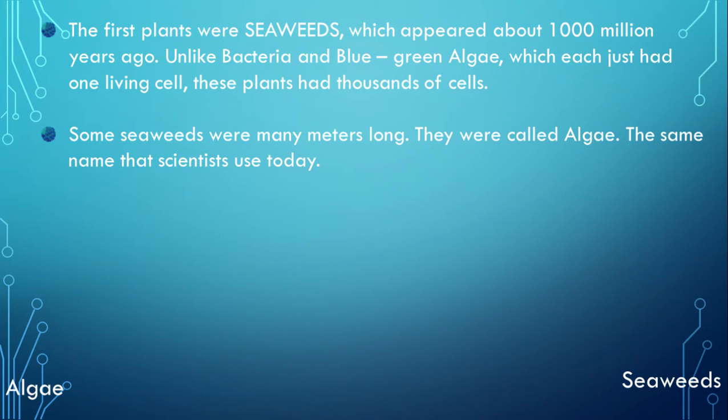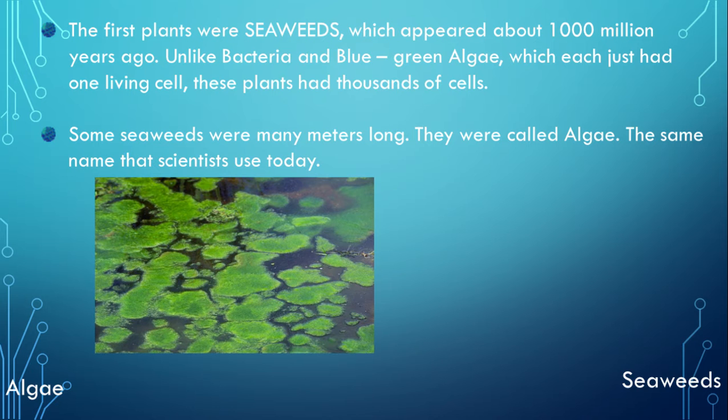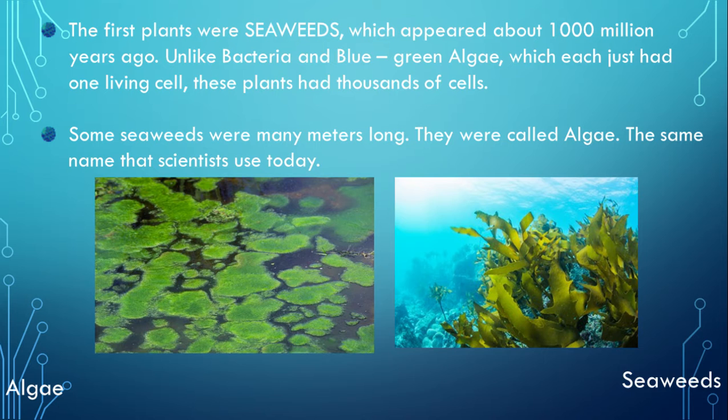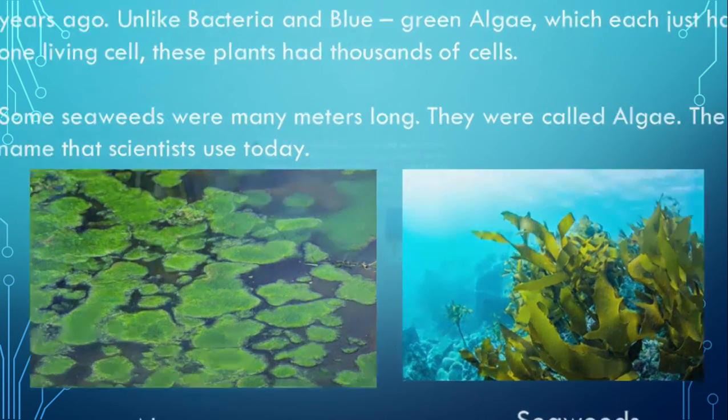The first plants were seaweeds, which appeared about 1,000 million years ago. Unlike bacteria and blue-green algae, which each had just one living cell, these plants had thousands of cells. Some seaweeds were many meters long. They were called algae, the same name that scientists use today.